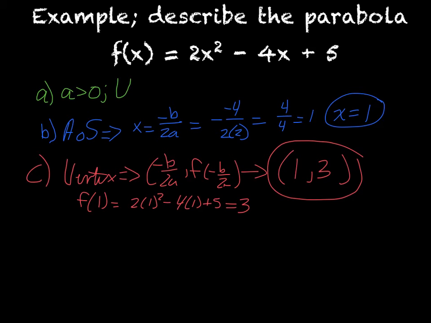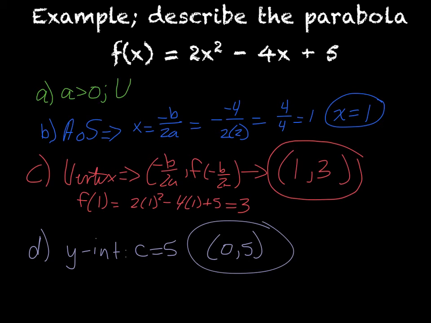And the last thing that I want to look at is, where is my y-intercept? Where am I going to cross the y-axis? Well, that's at c. The y-intercept is c, and c equals 5, so that means my y-intercept is when my x is 0, my y is going to be 5. So I know that it's going to open up. I know that my x is equal to 1 for my axis of symmetry. I know my vertex is 1, 3, and my y-intercept is 0, 5. So that tells me enough information that I can easily graph this function.